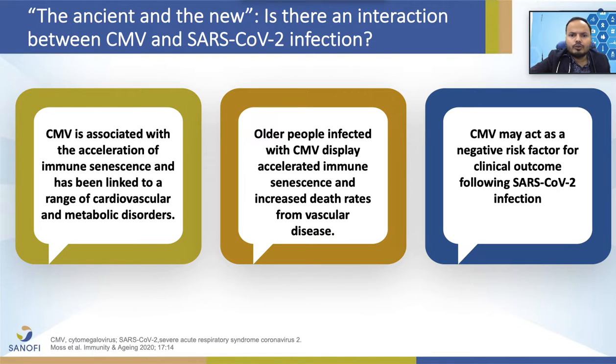There's also one more virus that's very common, that is cytomegalovirus. It also increases the acceleration of immune senescence and a range of cardiovascular and metabolic disorders. Older people infected with CMV display accelerated immune senescence and increased death rates. And CMV may act as a negative risk factor for clinical outcomes following SARS-CoV-2 infection.